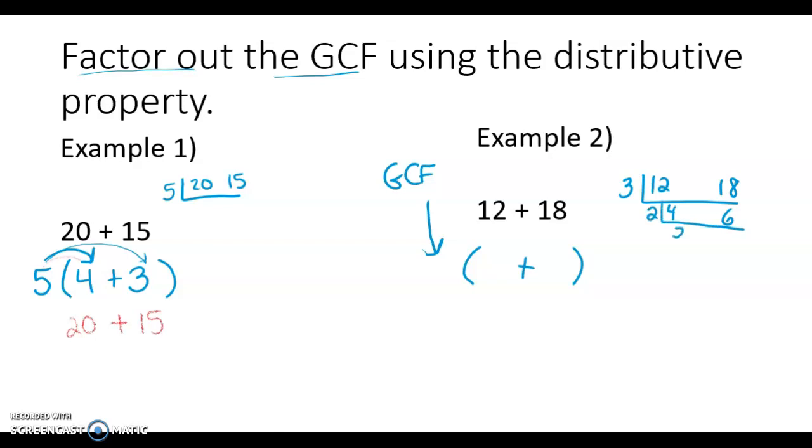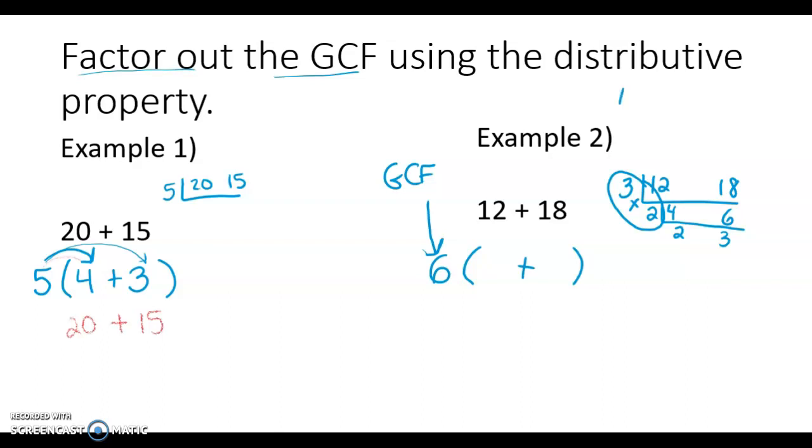4 divided by 2 is 2. 6 divided by 2 is 3. So these numbers on the side, 2 times 3, is 6. That's the greatest common factor. I went over it kind of quickly because that's what we had on our first quiz, okay?